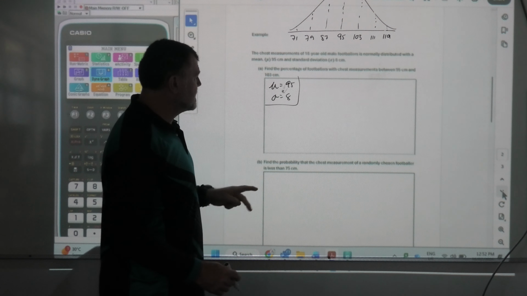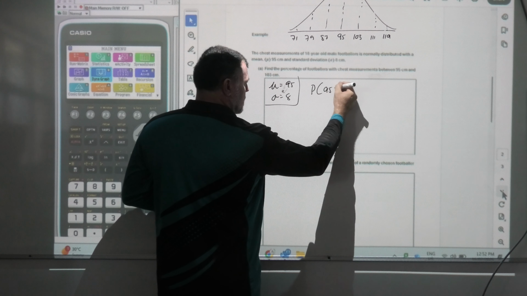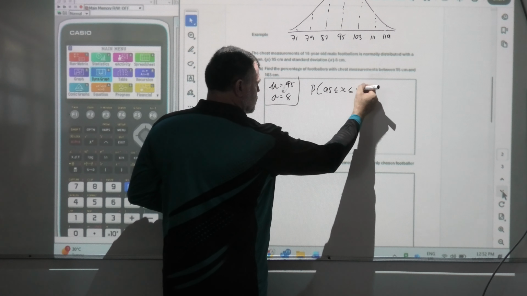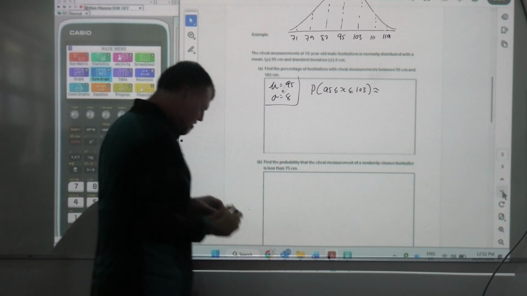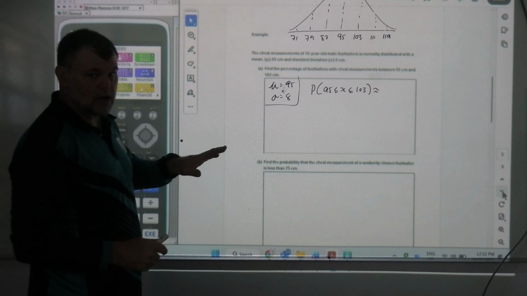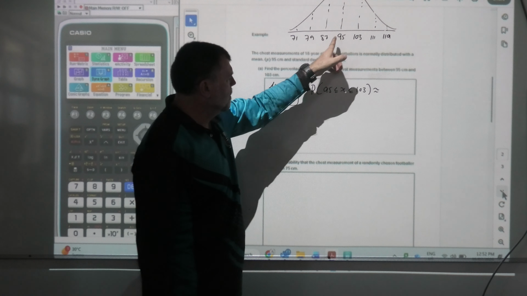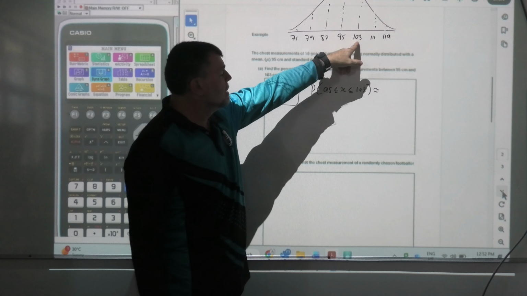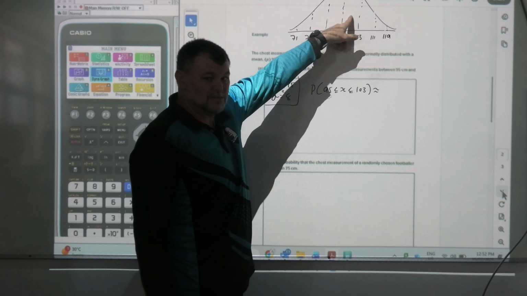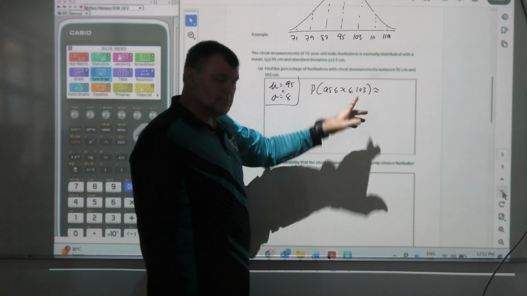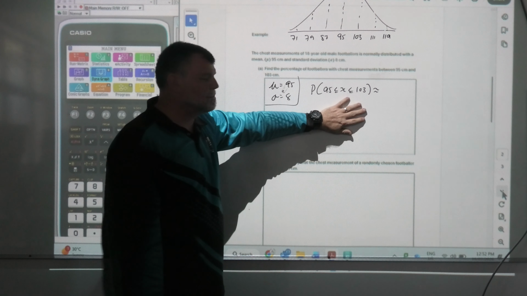So we've been asked to find the probability that 95 is less than or equal to x, which is less than or equal to 103. Now, if we think about this in terms of the normal distribution curve, we're looking at 1 point away from the mean. And we know that this here represents 34% of that data. So we would expect, when we calculate this in our calculator, our answer should be about 34%.